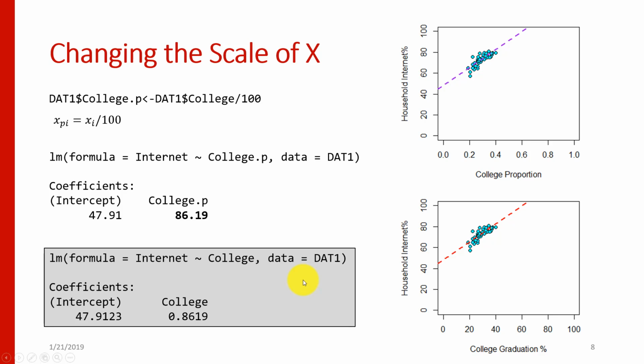So changing that scale of x is going to have a significant effect on the slope, but it's not going to have an effect on the intercept, right? And similarly, translating x, right, centering it on different variables has a significant effect on the intercept, but it's not going to have a significant effect on the slope.